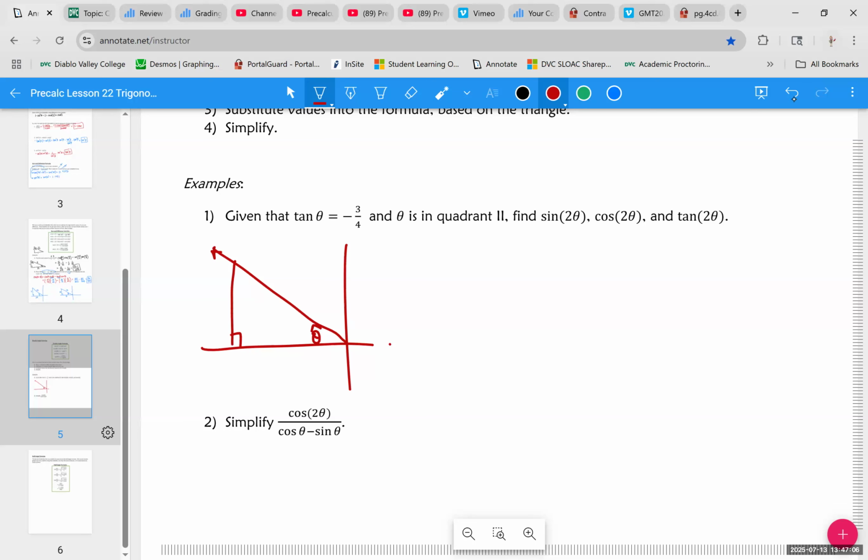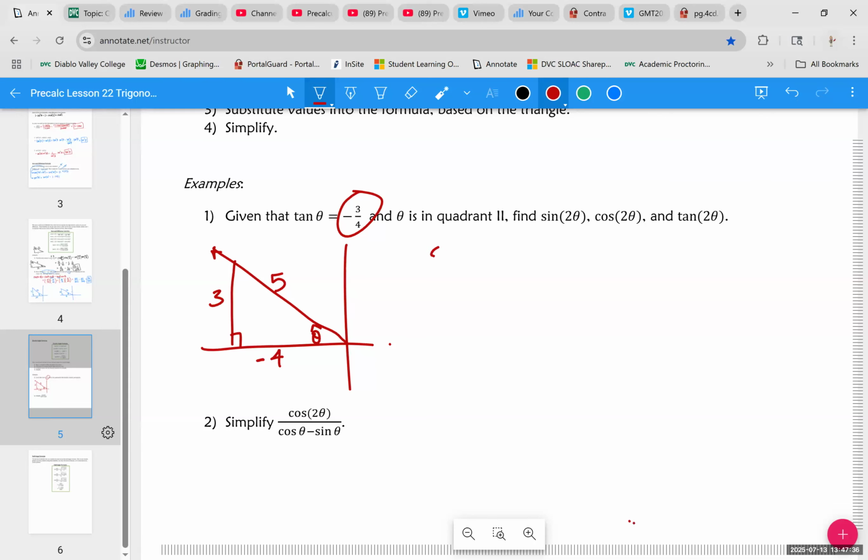I'll draw my triangle, and now I'm aware of the tangent, which is opposite over adjacent. It's negative because that 4 is in that negative x direction, but the y, the 3, is positive. And so if you use your Pythagorean theorem, you might have memorized by now that if the two legs are 3 and 4, the hypotenuse is 5. But you could prove that to yourself using the Pythagorean theorem.